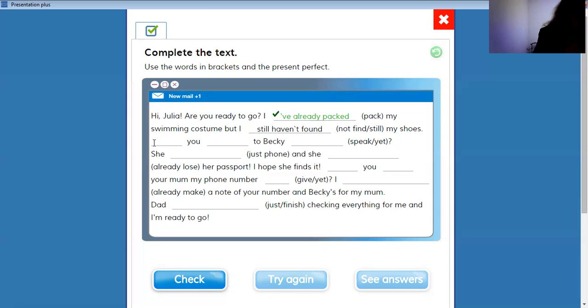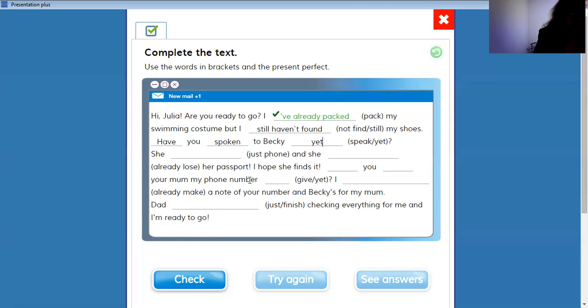For "you", you have to use have. Okay, have. I have to use a capital letter at the beginning of the sentences. Have you? The verb is speak. The past of speak, spoke. Past participle, spoken. Spoken to Becky. In the last, we have to use what? Yet. Good.